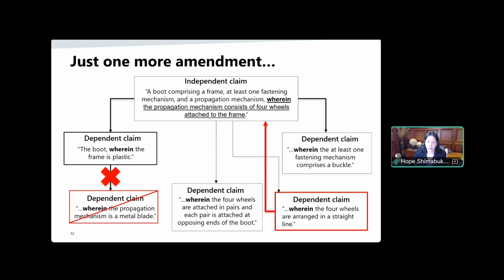And that other dependent claim on the bottom right, since all the structure of the intermediate claim is now in claim 1, that bottom right claim needs to depend from the independent claim instead of the canceled claim.